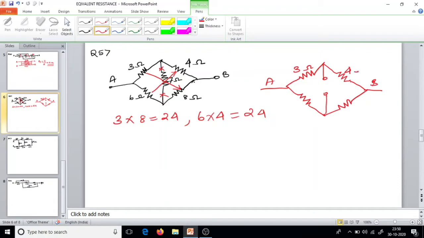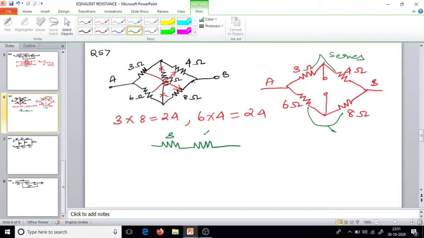The values are 3 ohm, 4 ohm, 6 ohm and 8 ohm. Now these two are in series, the 3 ohm and 4 ohm, and similarly the other two are in series. These two are in series, 3 and 4 ohm, which is in parallel with the other two resistors. This is our A and B. This is 6 ohm, and then this is 8 ohm.